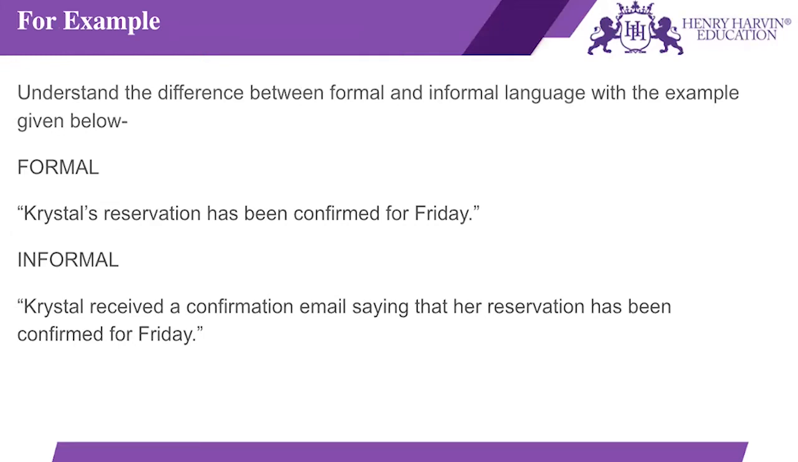There are examples for the same. Let's understand the difference between the two through these examples. The formal one says, Crystal's reservation has been confirmed for Friday. If you see the sentence type, it is very simple, crisp, and short. On the other end, the informal tone says, Crystal received a confirmation email saying that her reservation has been confirmed for Friday. Look at the detailing in the entire sentence, the description in the entire piece.